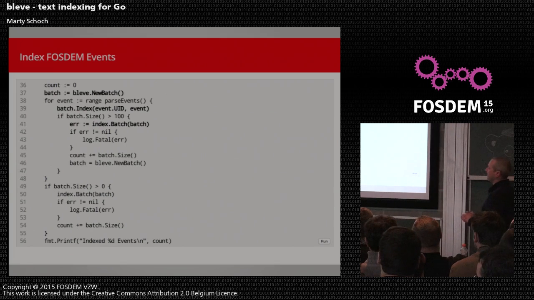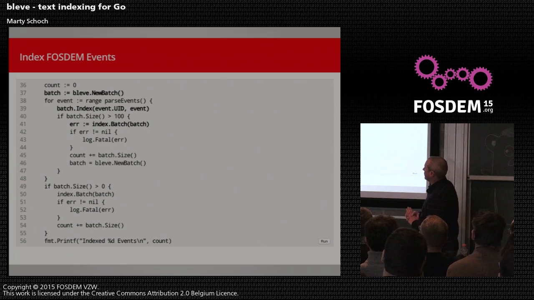So here I'm going to go ahead and index the documents. Again, I'm doing it a little differently now. I'm going to index in batches. So again, on line 38, you see there's this parse events function. Again, we don't need to worry about the details of that. That's just a channel that's returning pointers to these events as I'm creating them.